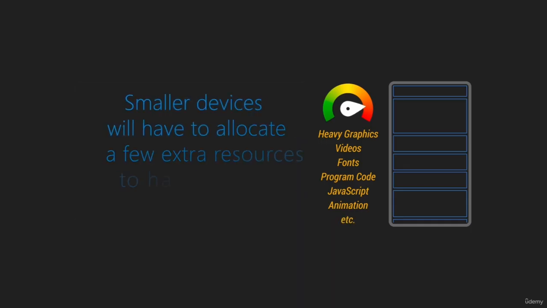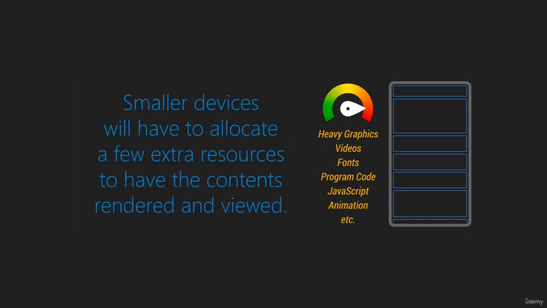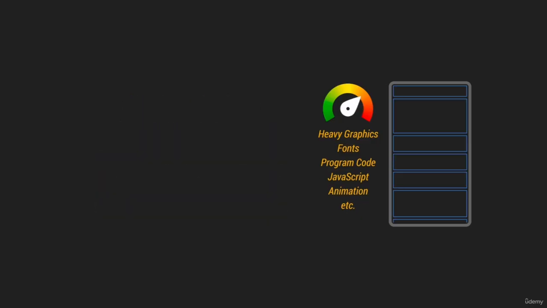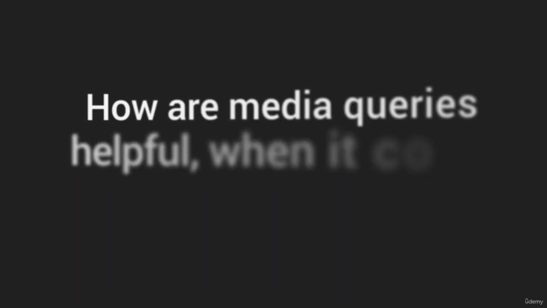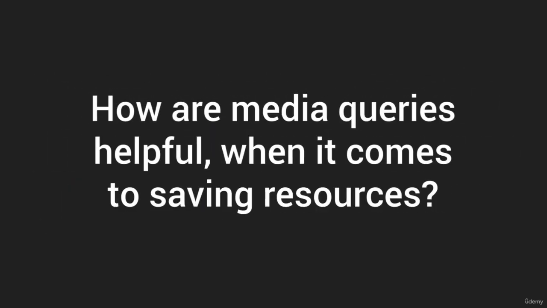Consider this example where a site contains heavy contents like HD images or videos, etc. And when they are to be viewed on a small screen device, that device will have to allocate a few extra resources to have the contents rendered and viewed. So in some cases, those contents are skipped when they are rendered on small screen devices to save resources in order for the device to work smoothly. This is where the media query comes into picture. And this brings me to a question: how are media queries helpful when it comes to saving resources?